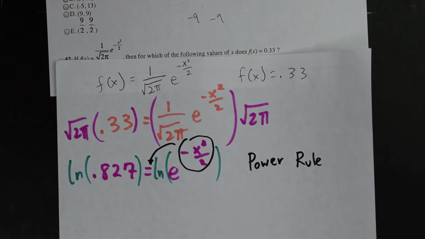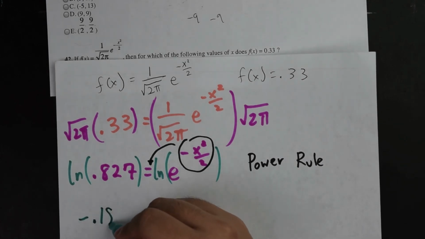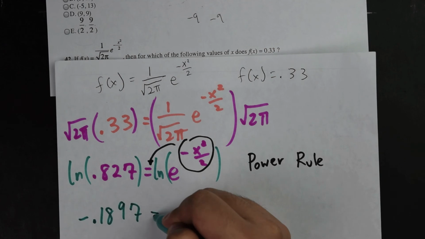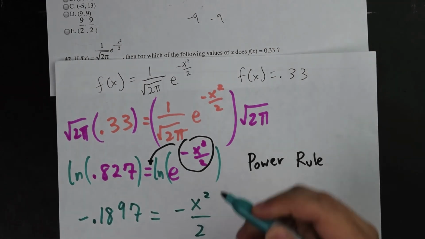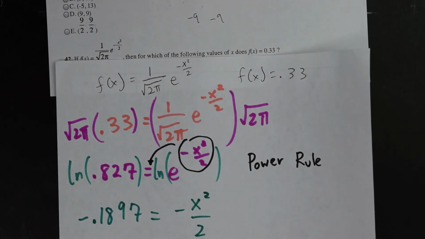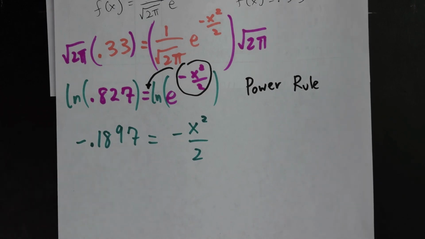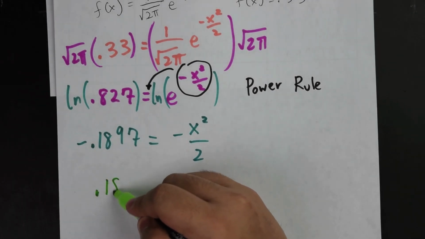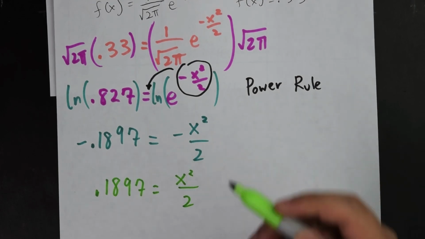And so because of the power rule, I plugged in ln 0.827 on the calculator, and I ended up getting the value of negative 0.1897 equals, and this ln goes away, so I have negative x squared over 2. Afterwards, I understood that because both sides have a negative right here, I could cancel them out, and so I knew my next step would just be 0.1897 equals x squared over 2, just like this.